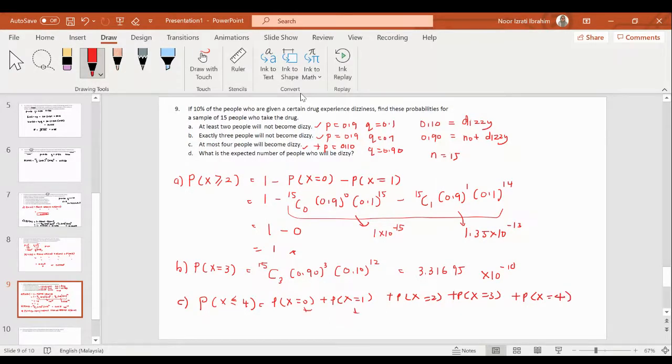So to find each of these, you have to set your P as 0.1 and your Q as 0.9. For example, for x equals 0, it will be 15 C 0 multiplied with 0.1 to the power of 0 multiplied with 0.9 to the power of 15. And so on. For x equals 1, 2, 3, and 4, the final answer you should get is 0.987.